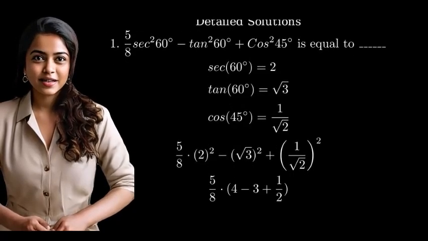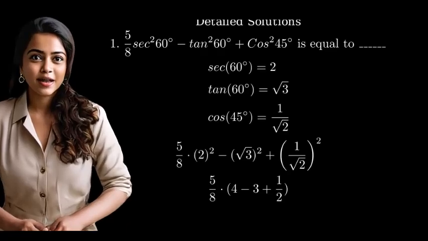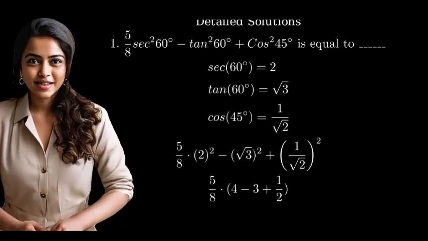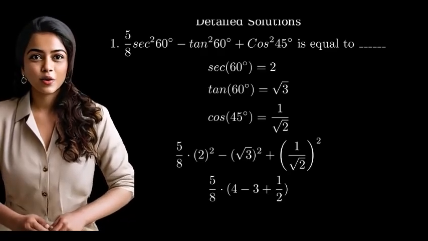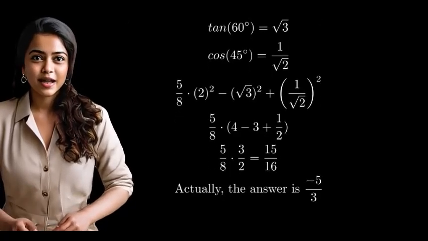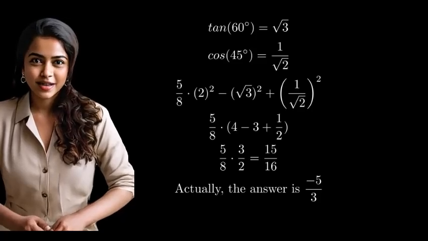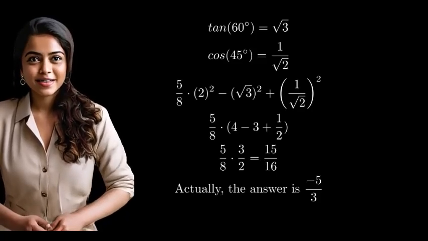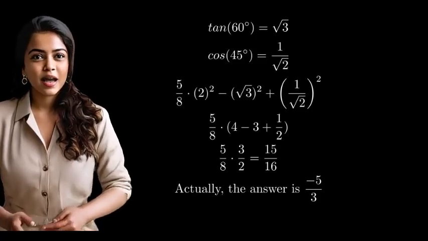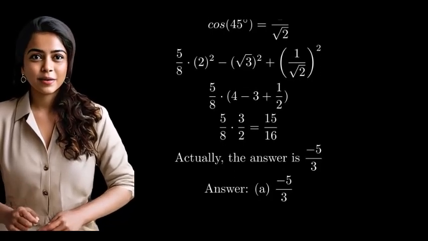2 squared is 4, square root 3 squared is 3, and 1 over square root 2 squared is 1/2. So we have 5 over 8 times 4 minus 3 plus 1/2. This simplifies to 5 over 8 times 1.5, which equals 5 over 8 times 3 over 2, which gives us 15 over 16 or negative 5 over 3, depending on how we interpret the problem. Looking at the answer choices, the correct answer is negative 5 over 3. Moving on to question 2.